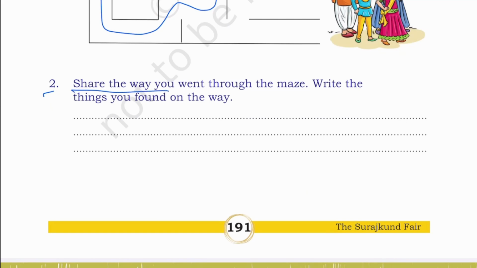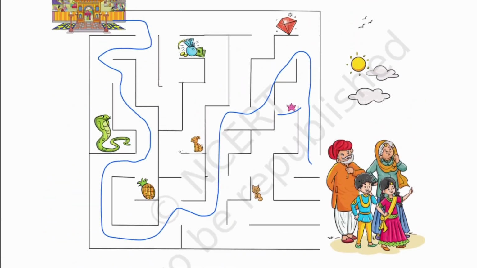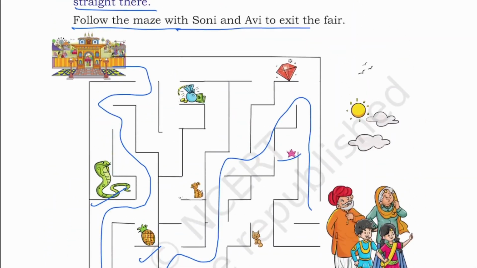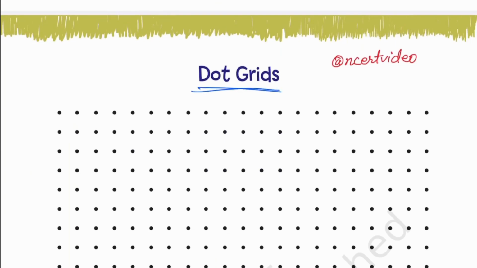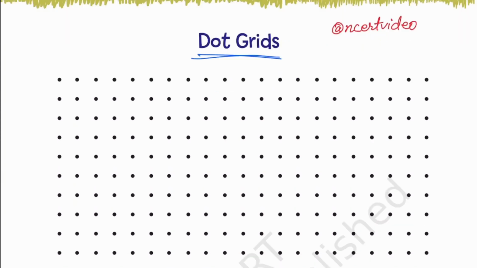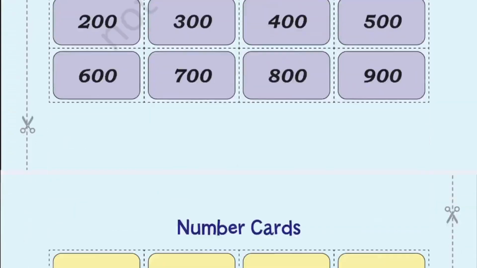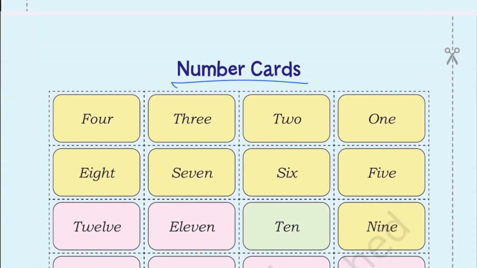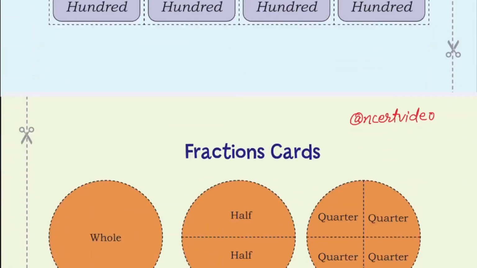To share the way you went through the maze, write the things you found on the way. You found a star, you found a pineapple, you found a snake. Okay, you found a diamond too. Here dot grids are given. Here number cards are given. Here number cards are also given in letters. You may cut them out.